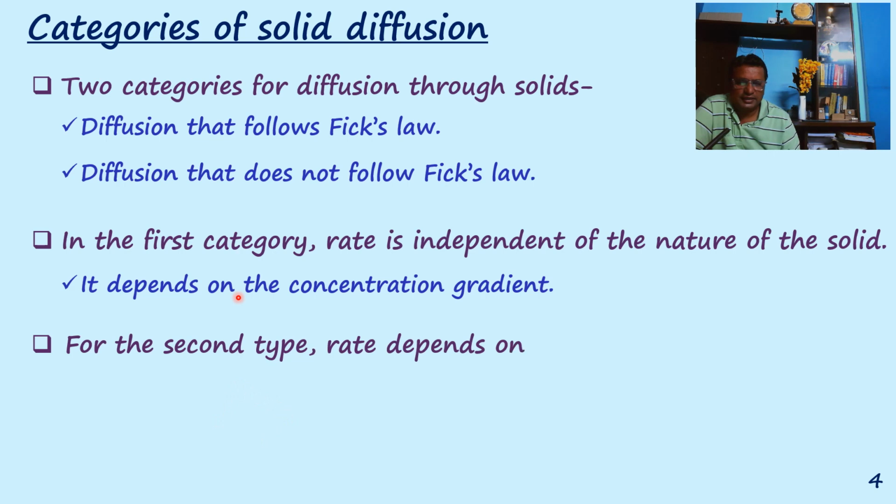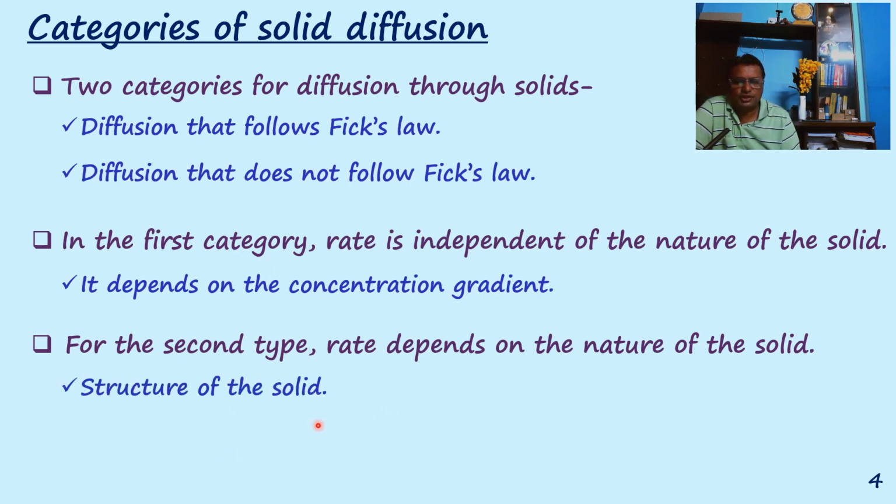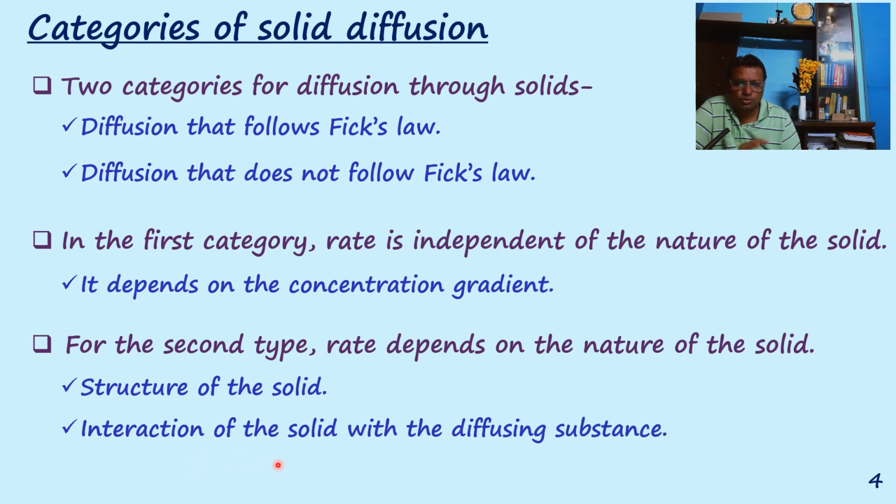Whereas for the second category, second type, you have rate that depends on nature of the solid. So nature of the solid through which a given component is diffusing, the nature of the solid will decide the rate. The nature of solid will make the diffusion process slow or fast. Concentration gradient is not that important. Structure of the solid is important. So rate depends on the structure of the solid, and it also depends on how the diffusing substance interacts with the solid.